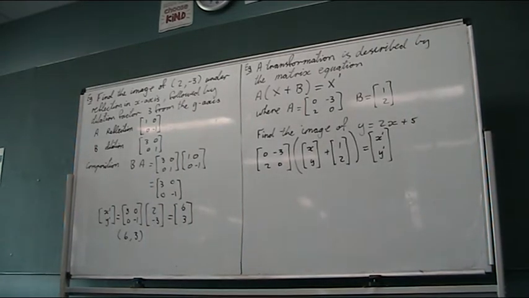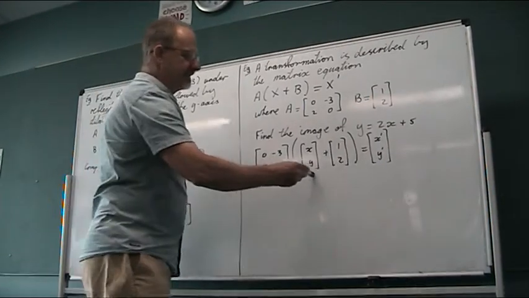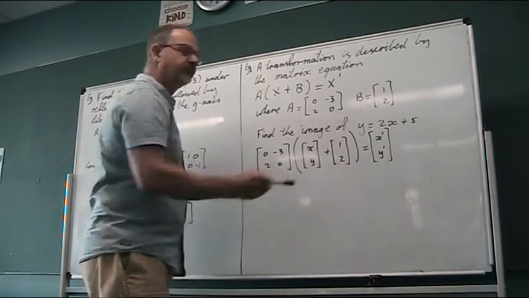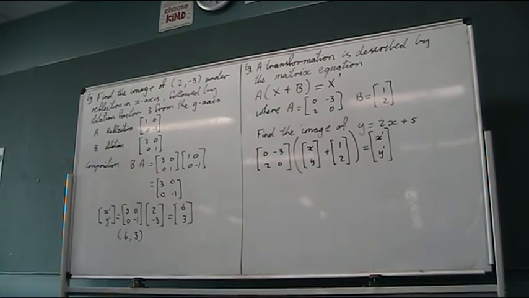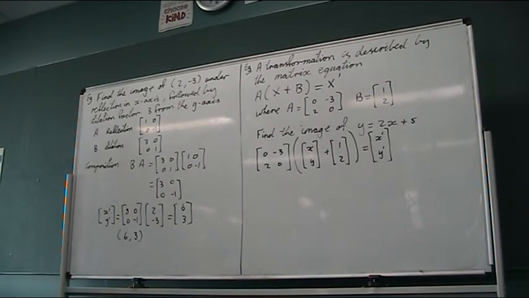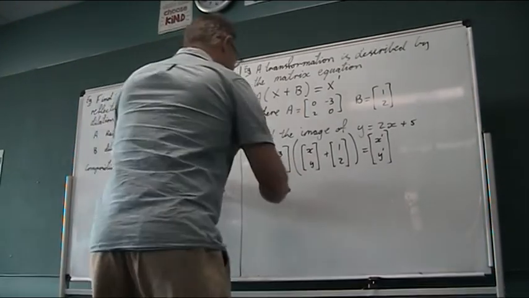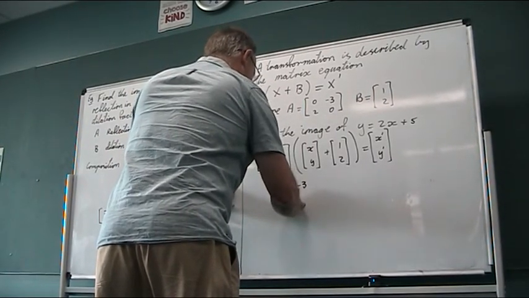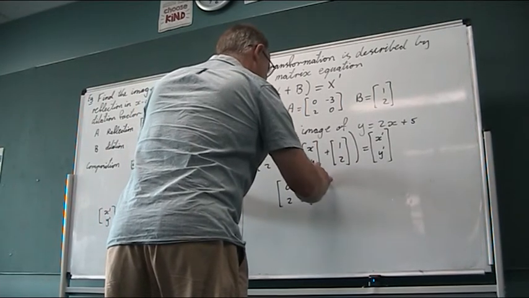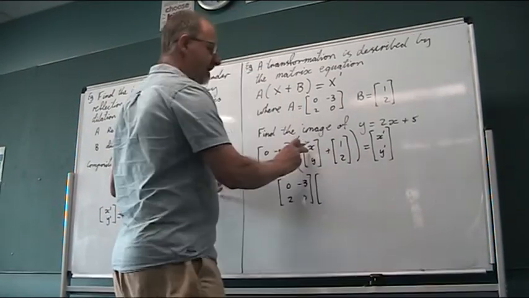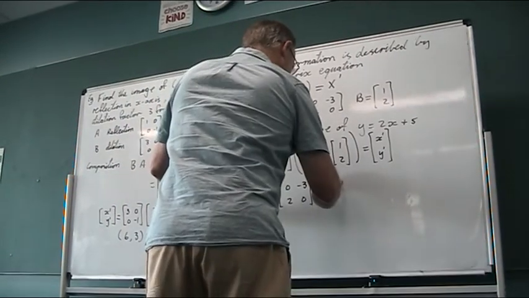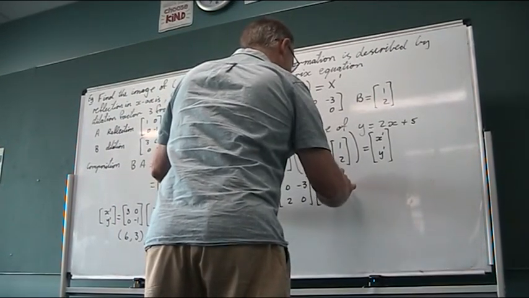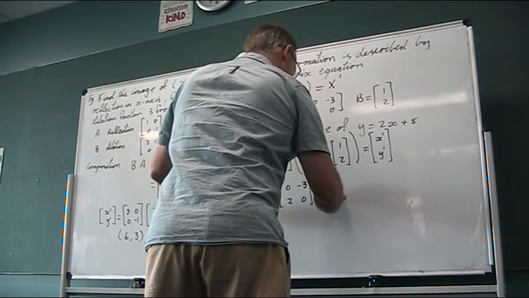With this particular matrix equation, we've got some brackets in here. Those brackets tell us that we need to do that first. If the brackets weren't there, you would do the multiplication, but the brackets are, so we do that first. So to x we add 1, x plus 1, and to y we add 2, y plus 2.